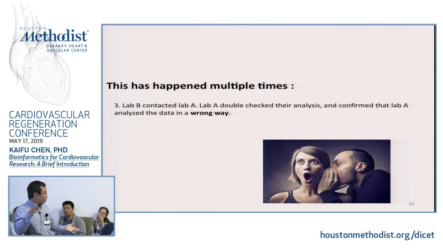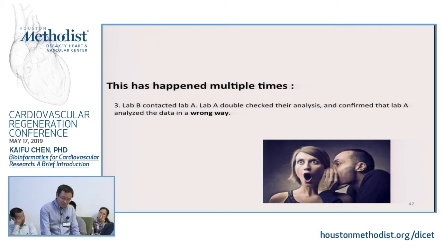So they are very different. Pearson correlation should be used on data that have a linear correlation to each other. But Spearman correlation can detect correlations that don't have a linear correlation, but have rank correlations. So anyway, lab A found that they analyzed the data in a wrong way.